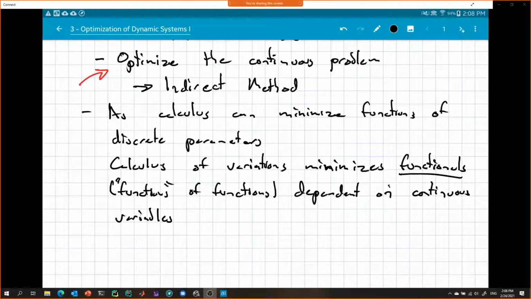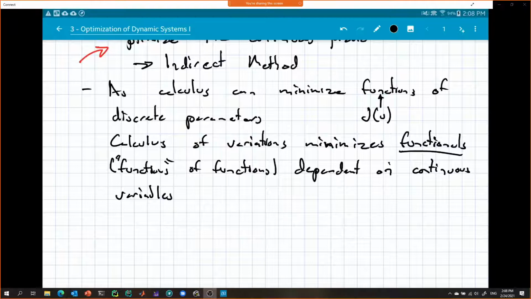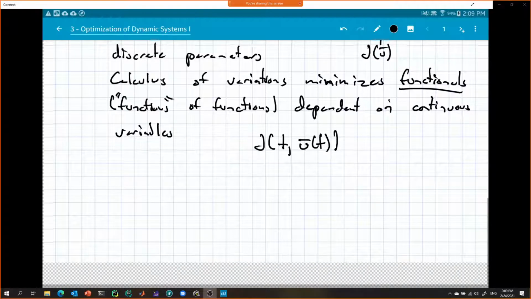So you could think of this as, here you might have some J of u, where u is discrete, and then here you might have some J of u of t. In this case, we have finitely many u's, like elements of u. Here, u can change with time infinitely many times. Okay.